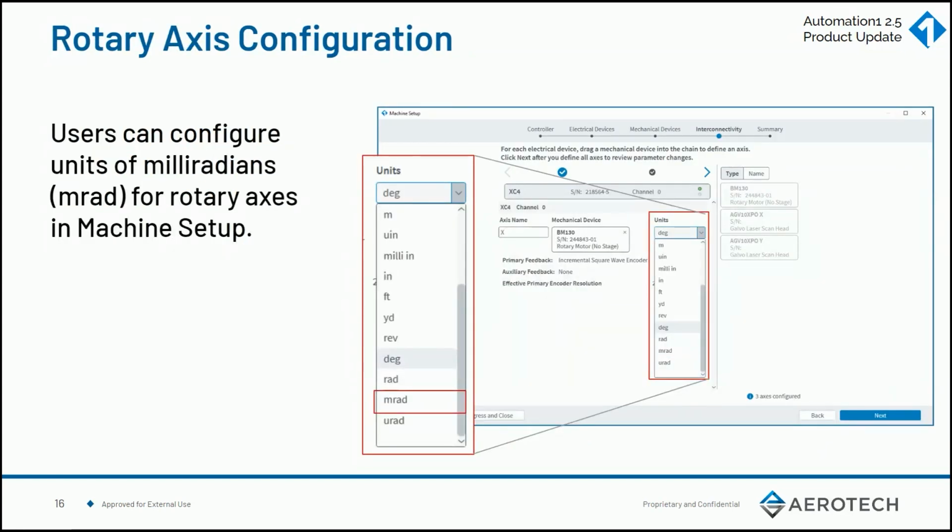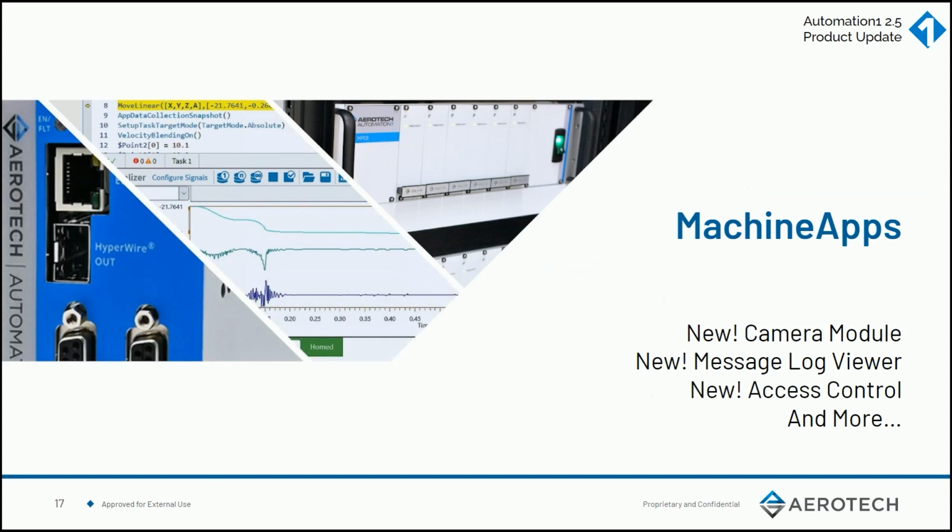Also in machine setup, a nice little feature we added is the units of milliradians for rotary axes. So another short call out to another user experience improvement that we added in the machine setup tool. Moving on to our MachineApps HMI tool.